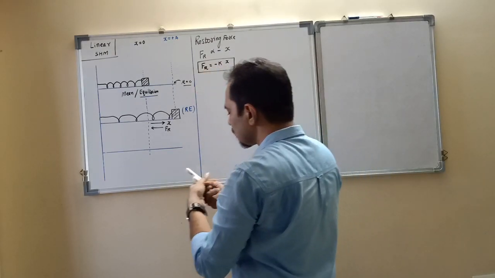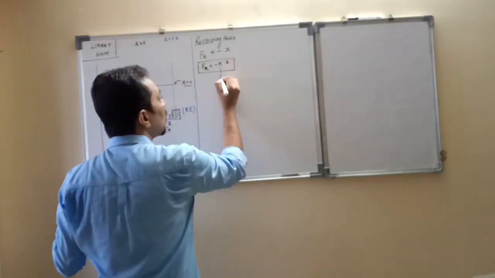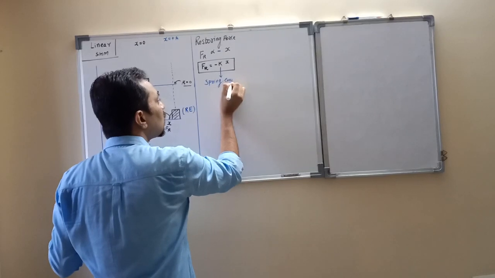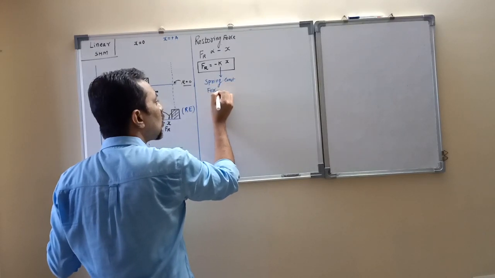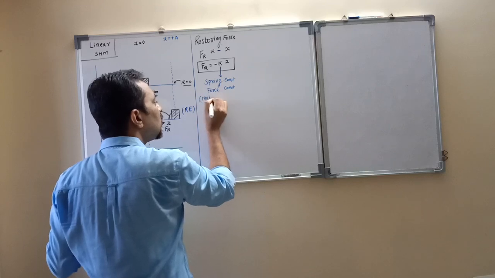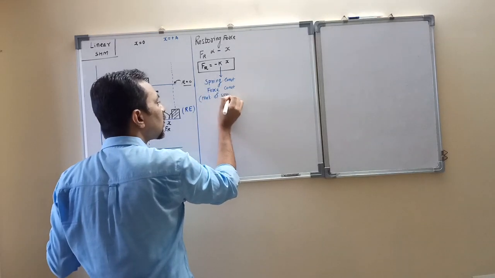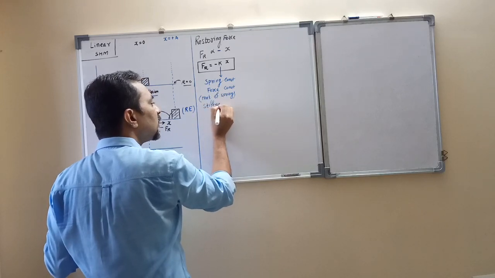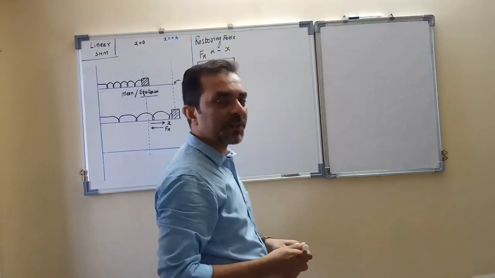This k I have introduced as a constant. This is called spring constant, or sometimes it is also called force constant, that depends on the material of this particular spring. It depends on the material of the spring. It also depends on the stiffness of the material of the spring.